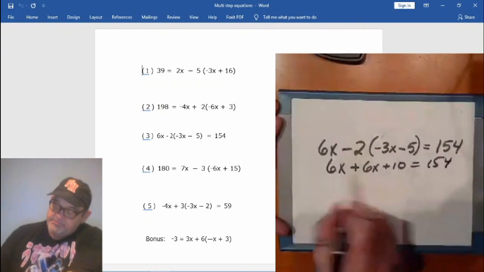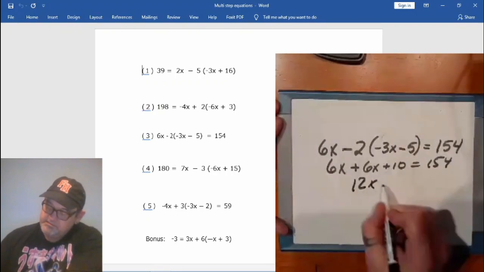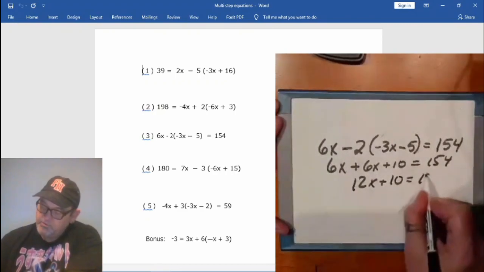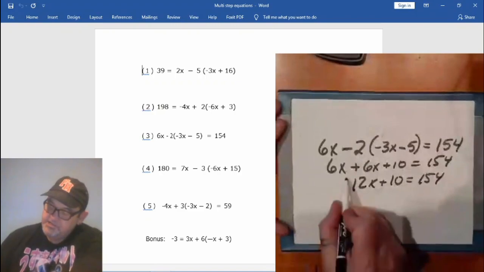Now we can combine like terms. 6x and 6x is 12x. 12x plus 10 equals 154. Here's my two-step.